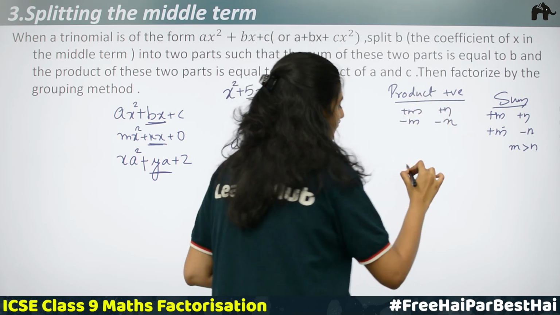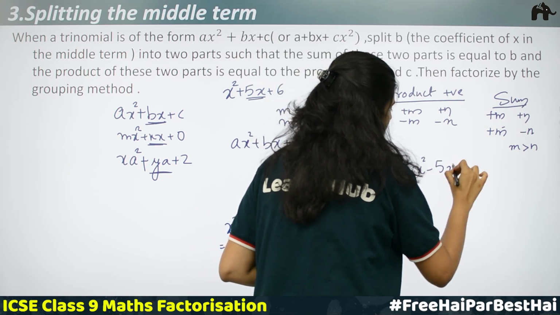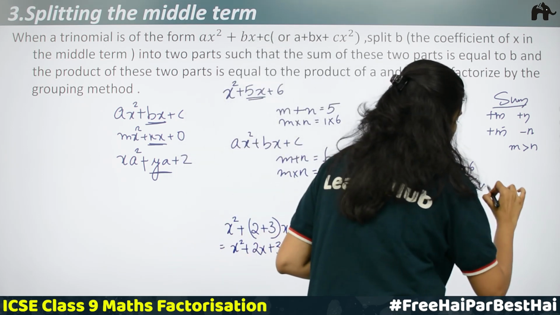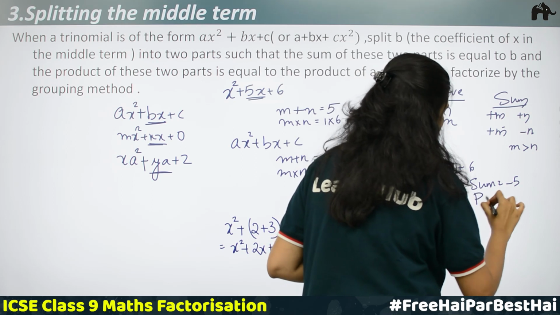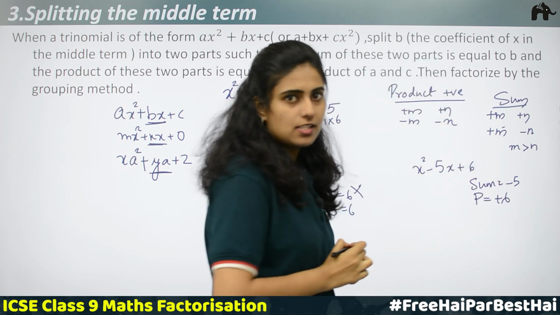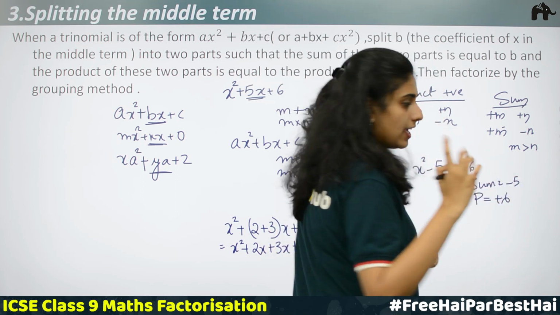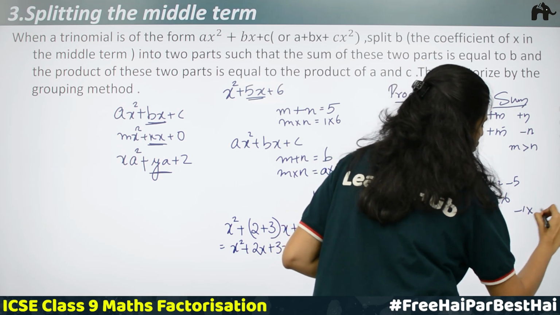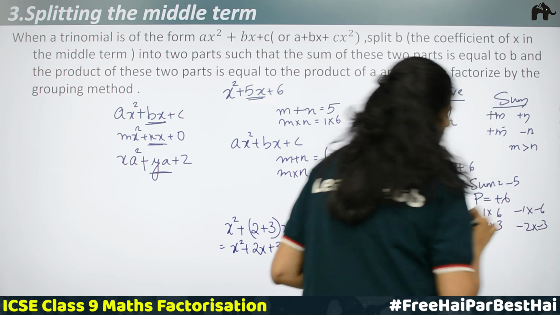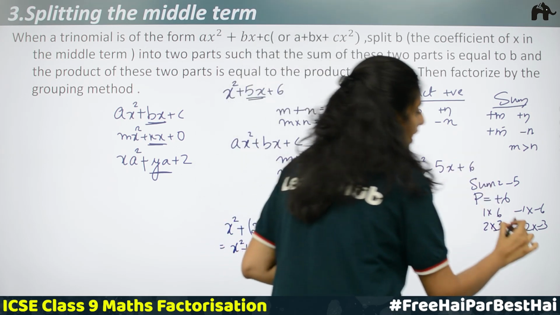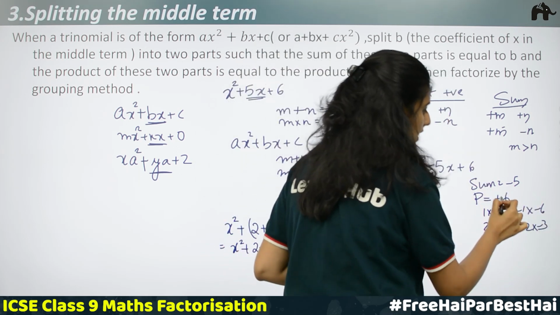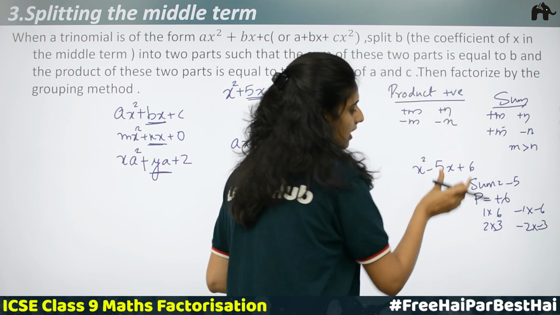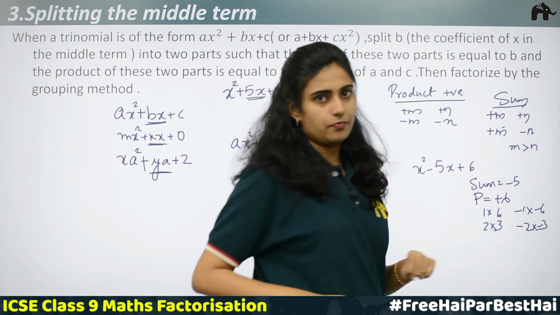So now if you have the expression x square minus 5x plus 6. This is the expression. Here the sum should be equal to minus 5 and the product should be equal to plus 6. Now what are the numbers? Plus 6, you can get plus 6, four conditions. One is 1 into 6, 2 into 3, minus 1 into minus 6 or minus 2 into minus 3. Now when you take minus 2 into minus 3, you will be getting plus 6. Minus 2 plus minus 3 is minus 5. So here we are getting both the numbers to be negative.